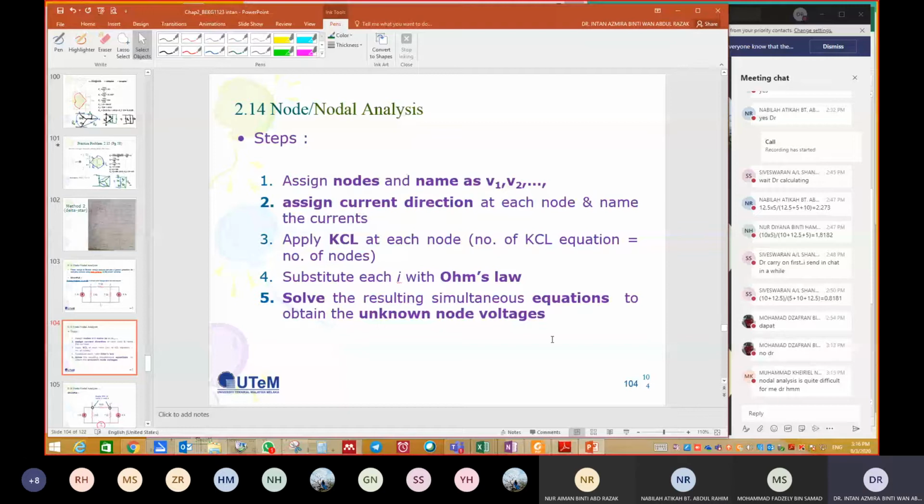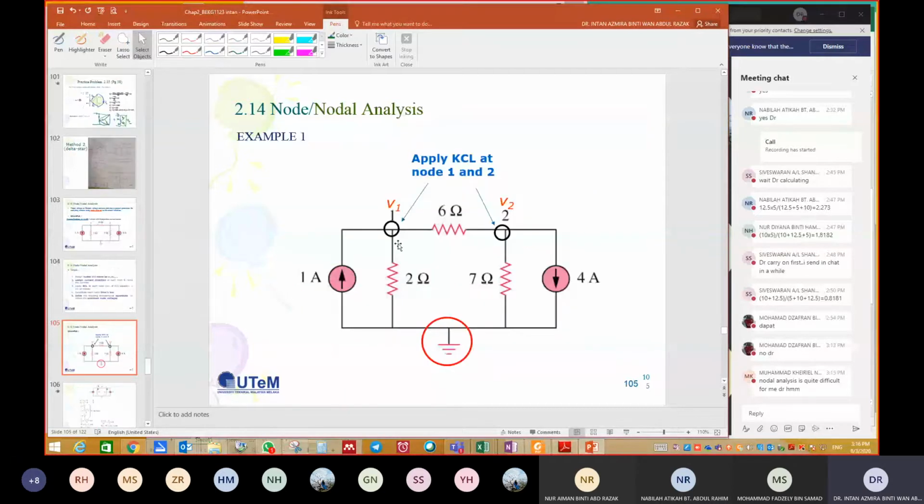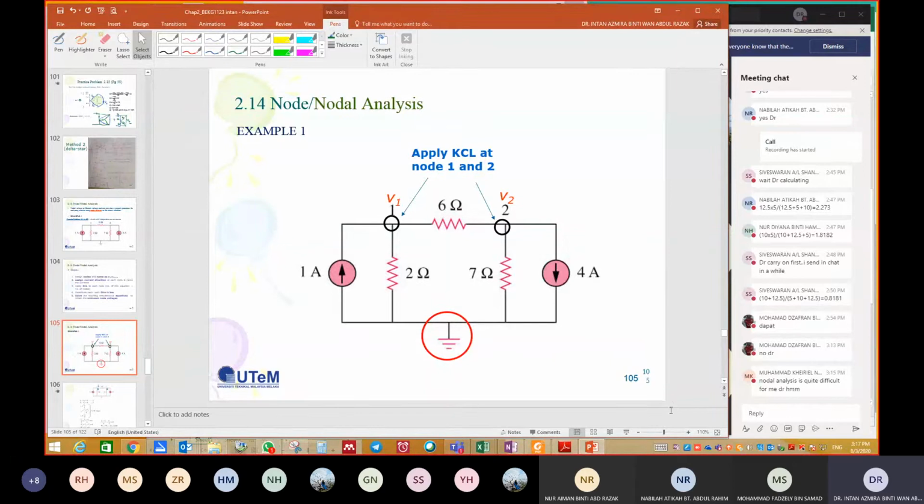Let's look at this circuit. The most important nodes are only 2, here and here, and we name them V1 and V2. This is also a node, but it is the reference node, connected at ground, where V is equal to 0. We may ignore this node, but we should know that the voltage here is equal to 0.